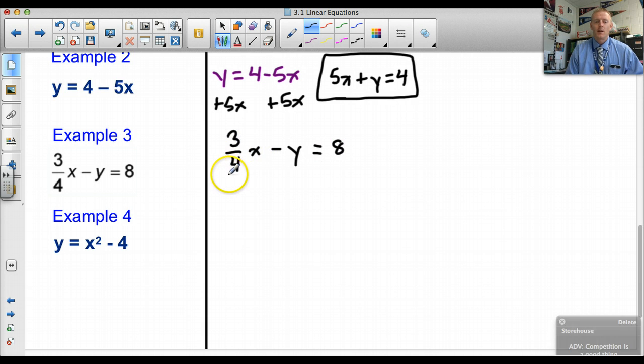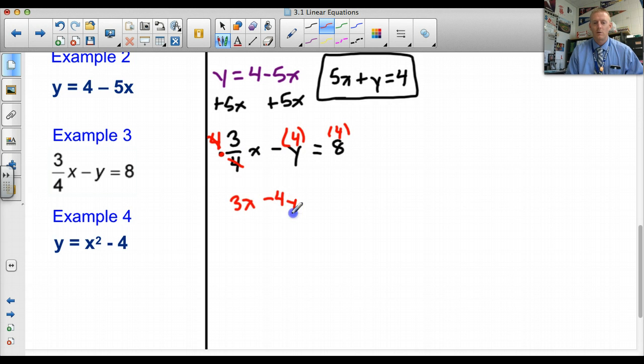So what we're going to do is multiply everything. I'll change colors. Multiply everything by a 4. When we multiply everything by a 4, it's the common denominator. Now we have 3x minus 4y equals 32, and we have turned this into standard form. We cannot have fractions for it to be in standard form. So this is also a linear equation. Example 4, we have an exponent. Nope, that doesn't work. We can't have exponents to be in standard form. So that one is nonlinear.